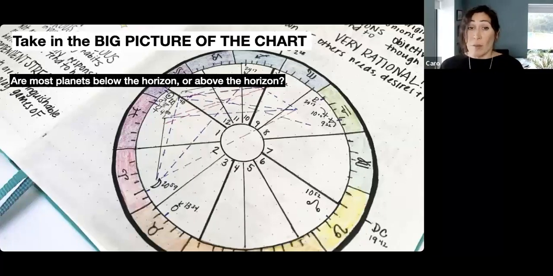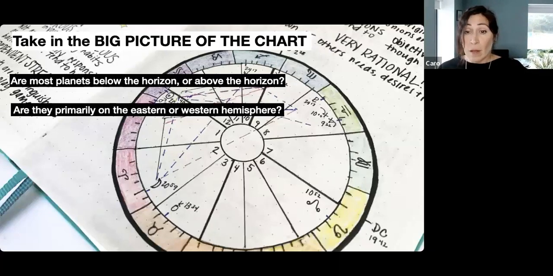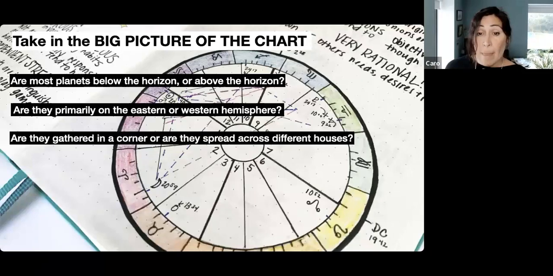First, are most of the planets below the horizon or above the horizon? So are they above the ascendant or below the ascendant? Are they primarily in the eastern or western hemisphere? This is the division with the left to the right side of the chart. Are they gathered in a corner, or are they spread across different houses?